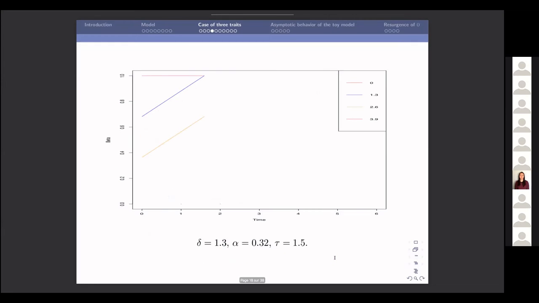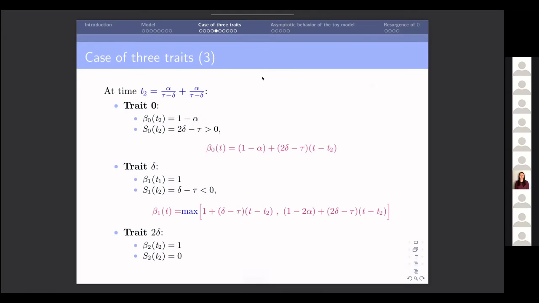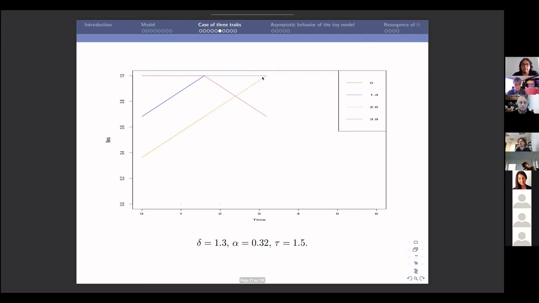So let me just be a bit more fast. Here, what I get is that at this time, trait delta replaces trait 0, and so we have this blue curve, meaning that the dominant trait is delta. We have a negative slope for trait 0, and we still have a positive slope here for trait 2 delta, and so on. So let me just avoid to spend all my talk on that. Let me just show you the picture. After this time, the dominant trait is going to be 2 delta. So I have here a constant exponent.